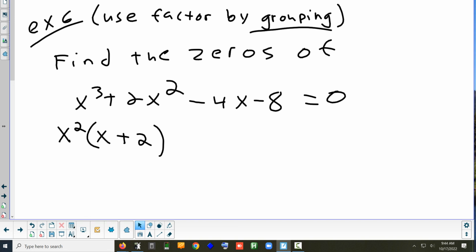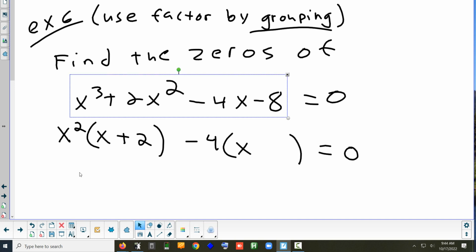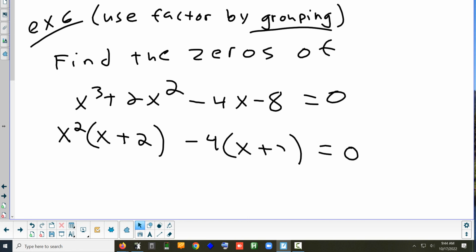Look at negative 4x and negative 8. Does anybody see what we can factor out of both of those? And I'll give you a hint. We're going to start by factoring a negative out. And now I need a number to go with it. Yeah? Negative 4. We're going to factor out a negative 4. If you factor a negative 4 out of negative 4x, what's left? So negative 4 times x is negative 4x, and negative 4 times what is negative 8, plus 2.